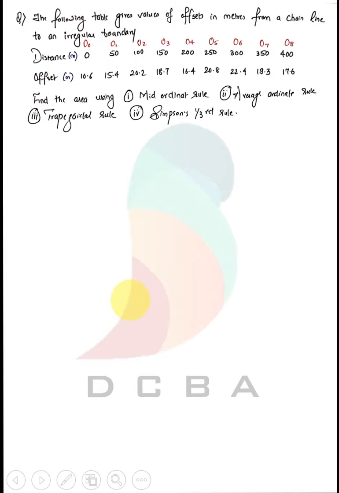The following table gives values of offset in meters from a chain line to an irregular boundary. Distances at 0, 50, 100, 150, 200 till 400 are given, and the interval between them is 50. The offset at every chain is given, like here it is 10.6, 15.4, 20.2, and so forth till the offset of 400. What we need to do is find the area using the mid-ordinate rule, average ordinate rule, trapezoidal rule, and Simpson's one-third rule. Now this had been taken in the classroom, and we have already studied these formulas.